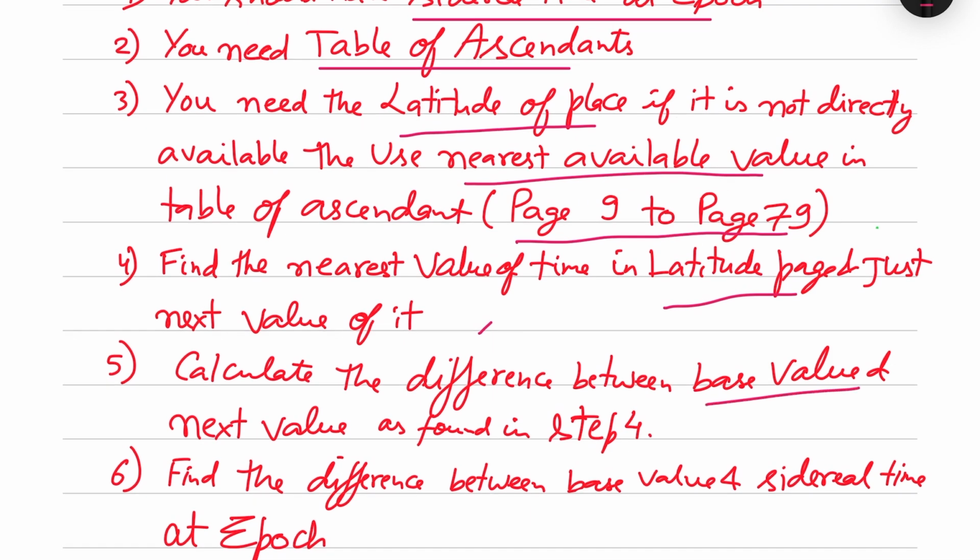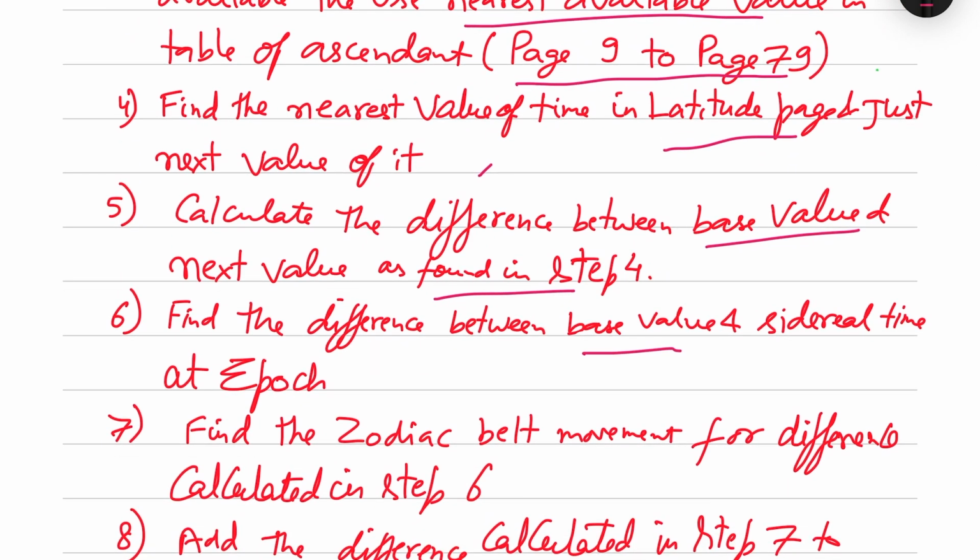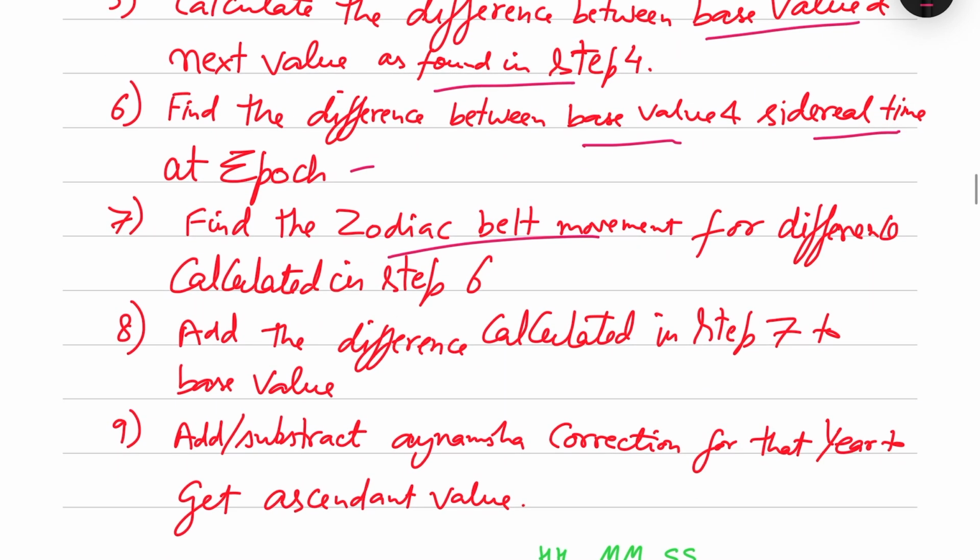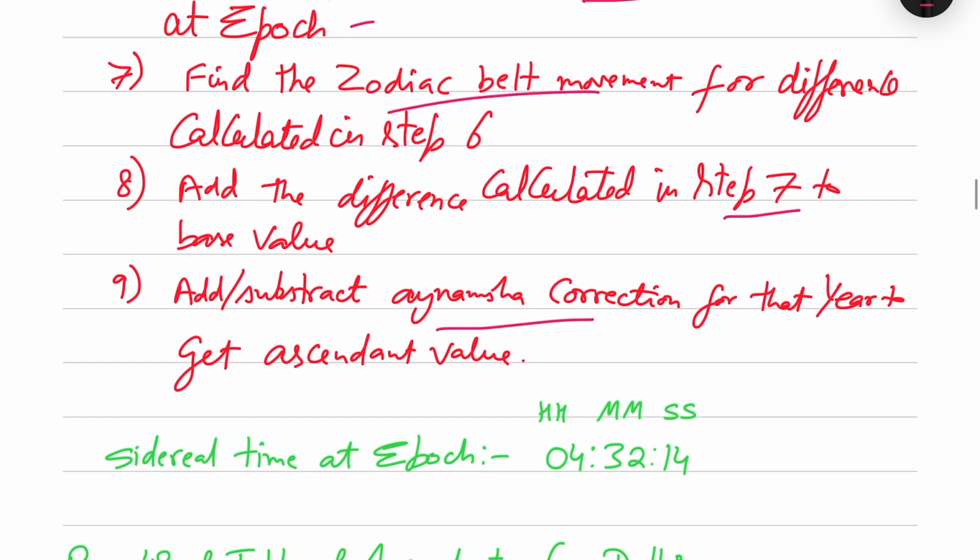Calculate the difference between the base value and the next value found in step 4. Find the difference between the base value and the sidereal time at epoch. Then find the zodiac belt movement. Add the difference calculated in step 7 to the base value. The base value is the value present in the table of ascendant, and then subtract the Ayanamsha correction of that year to get the ascendant.